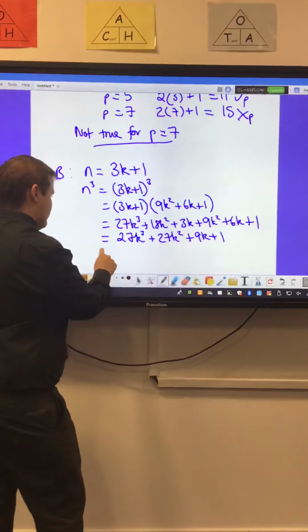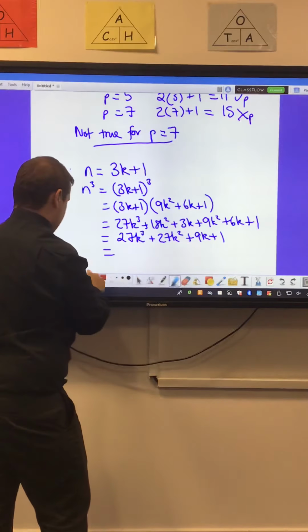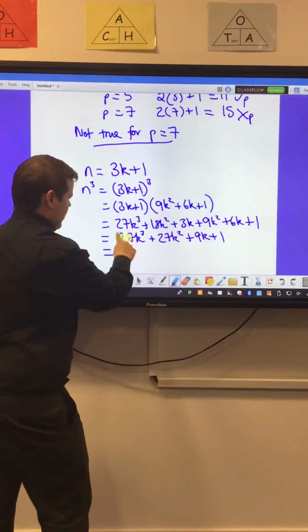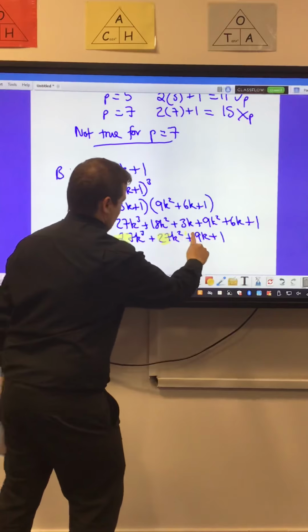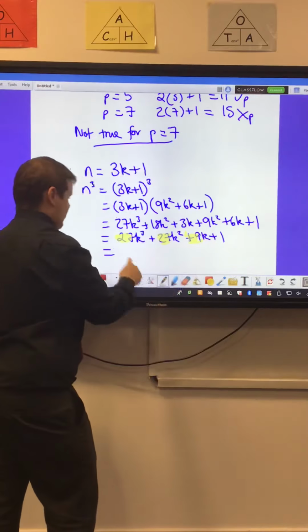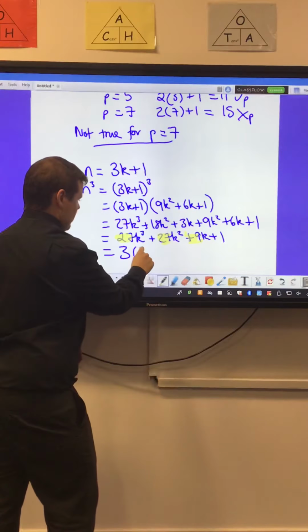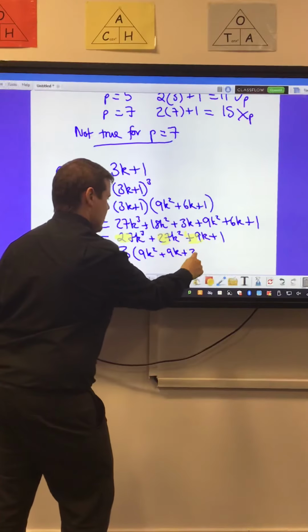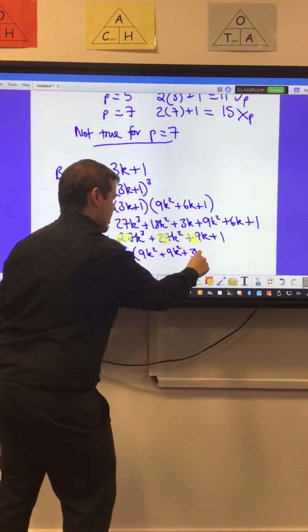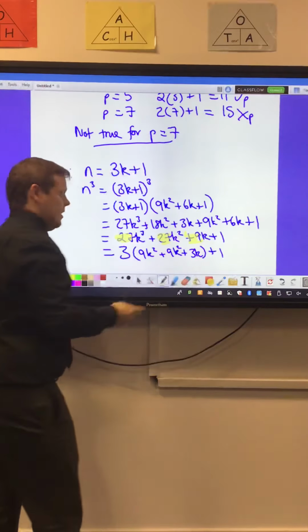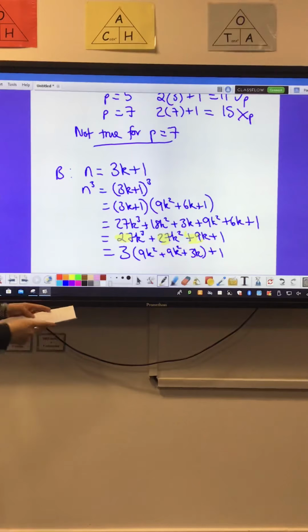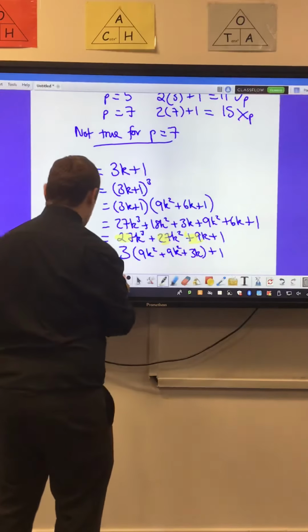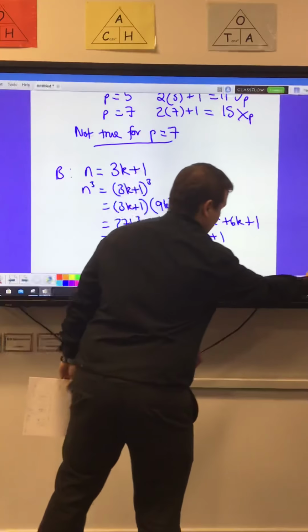How are we going to show this is divisible by 3? Well, each of these numbers here are all in the 3 times table: 27, 27, and 9. I'm just going to take a common factor of 3 out, so it's going to be 9k squared plus 9k plus 3. Sorry, 9k squared plus 3k plus 1. You could have taken 9 out, but obviously 9 is still divisible by 3. And then you can say, well, you've proven it.